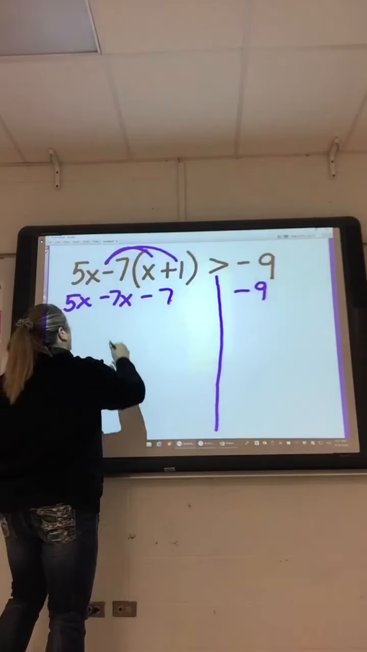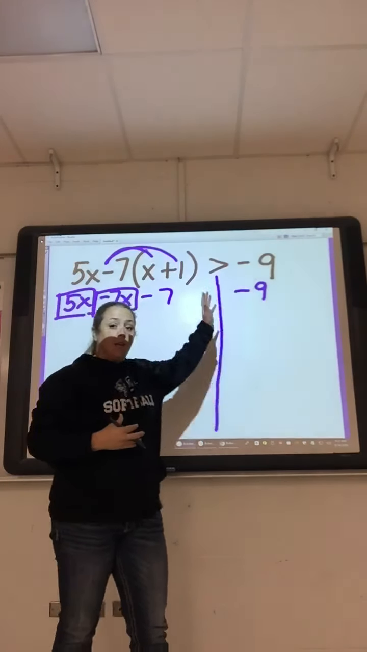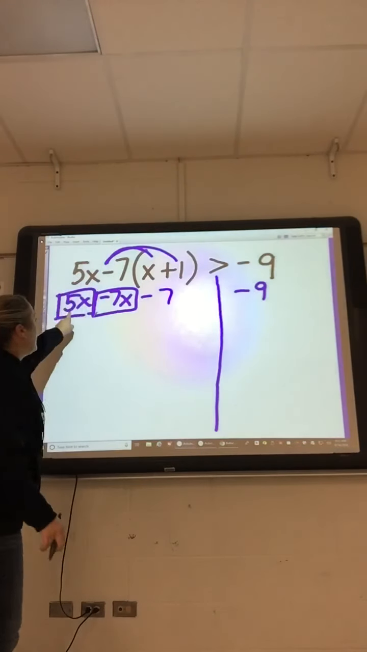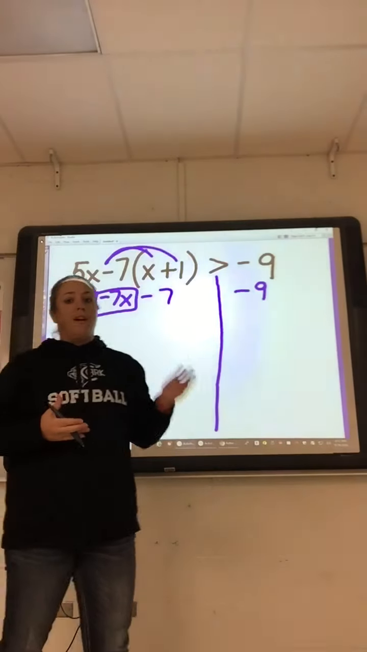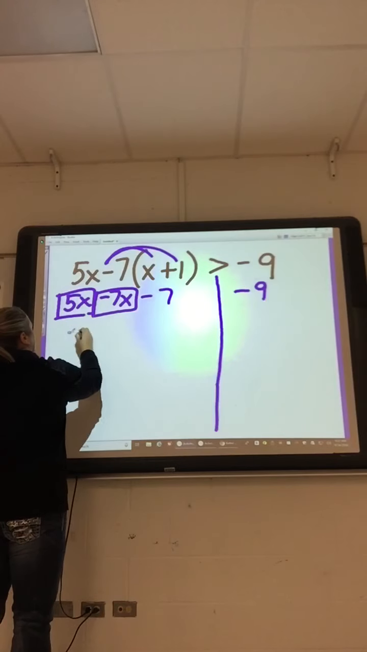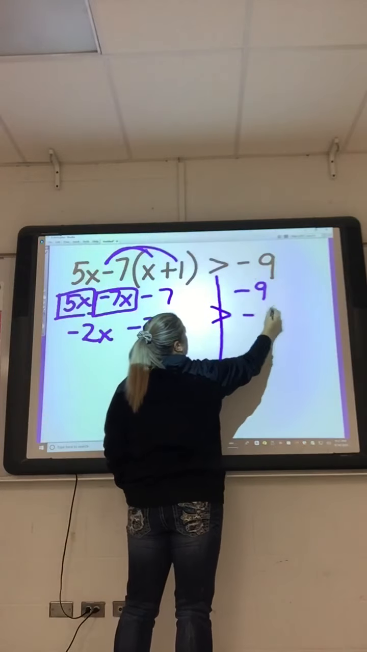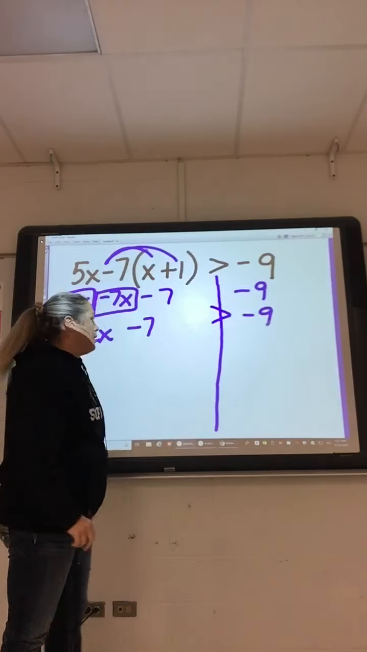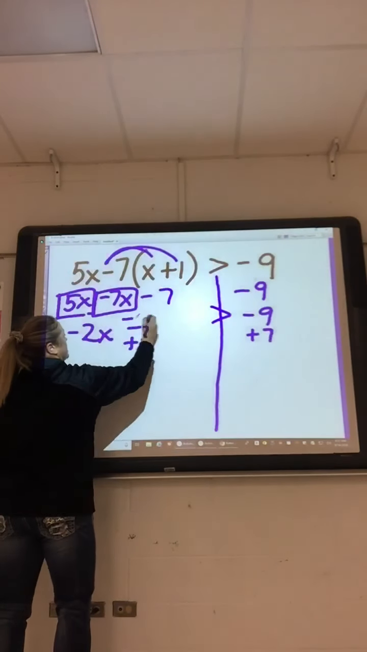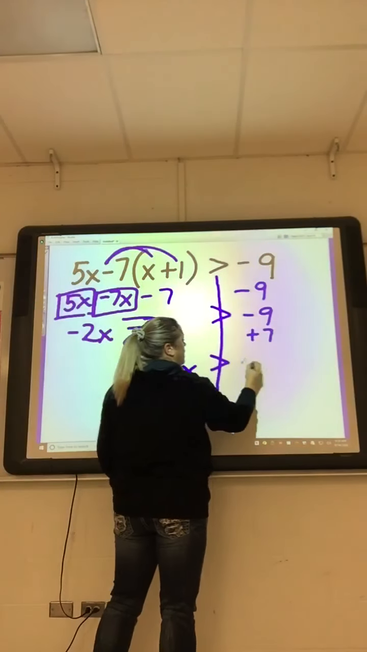Then I'm going to combine my like terms because they're on the same side. That's why I like to draw this little line. 5 minus 7, or you can say 5 plus a -7, either way gets you the same answer. So that's -2x minus 7, and then still the same sign, greater than -9. I'm going to add 7 to both sides, and this zeroes out. I get -2x greater than -2.